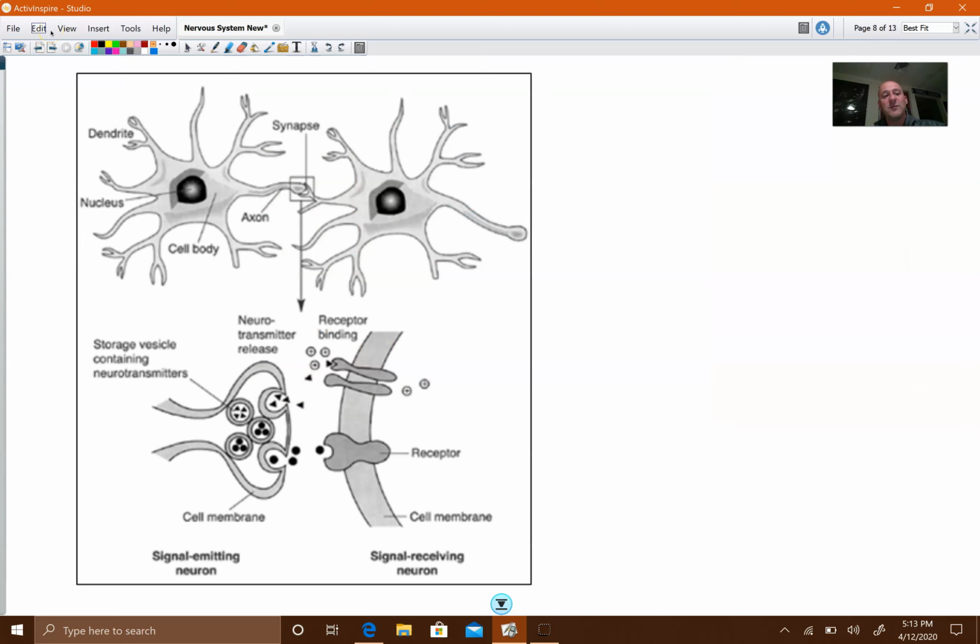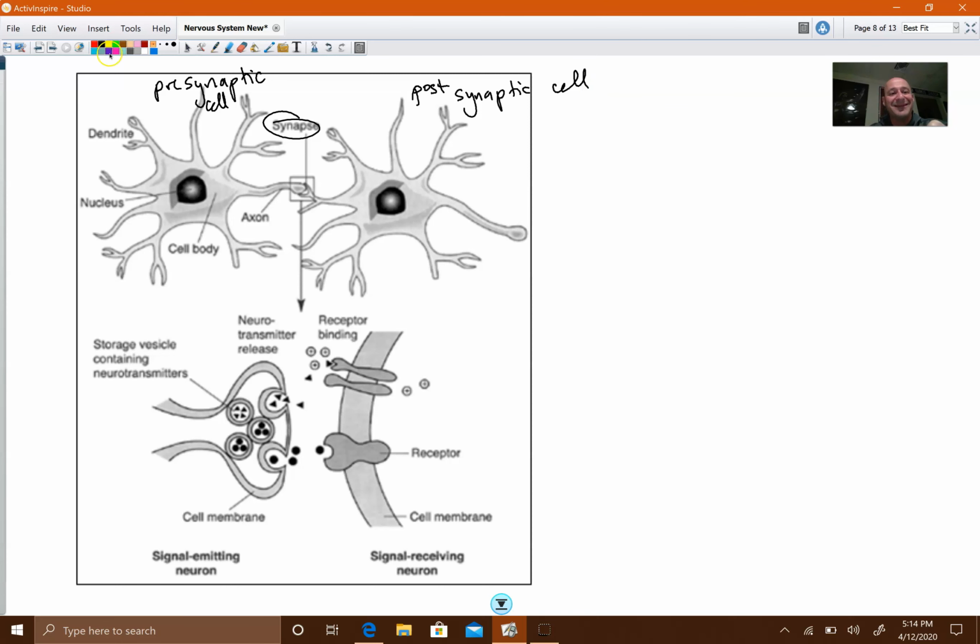You have this picture on page 5 as well, and this kind of reviews the information we just discussed. The two cells: this is the presynaptic cell over here, or the cell before the synapse. Here's the synapse. And this is known as the postsynaptic cell, or the cell after the synapse.